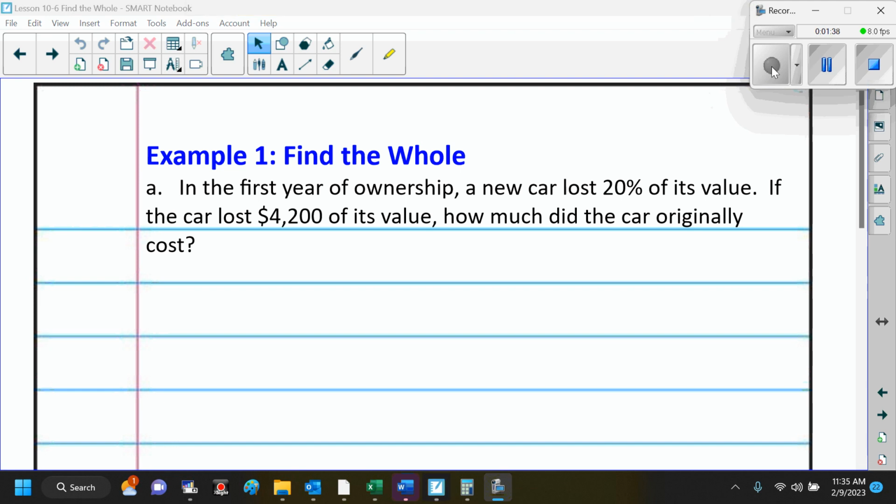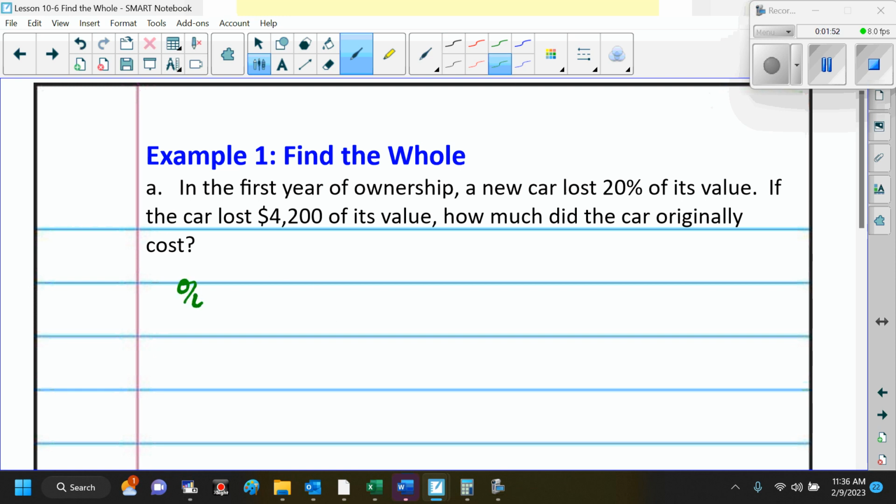Now, the first thing you want to do is write your formula. You guys remember what the formula is? Percent over 100 equals part over whole. Very good. Make sure you write that down. My suggestion to you, in order to remember your formulas, is to always write the formula for every problem you do.